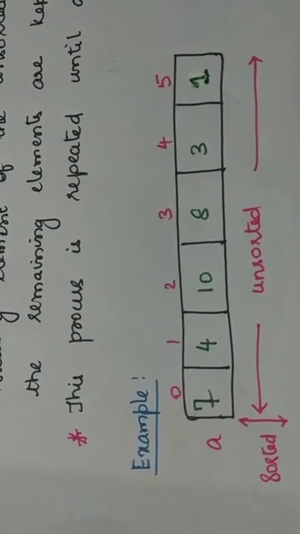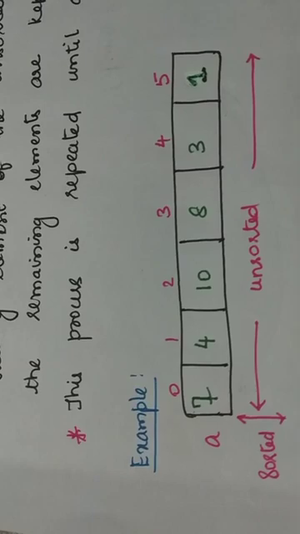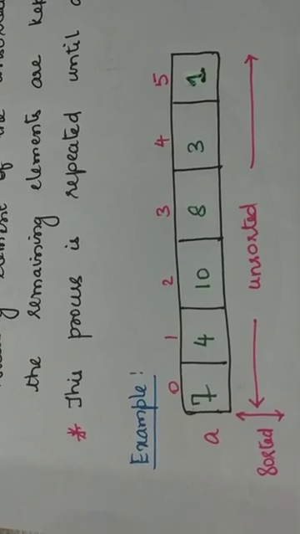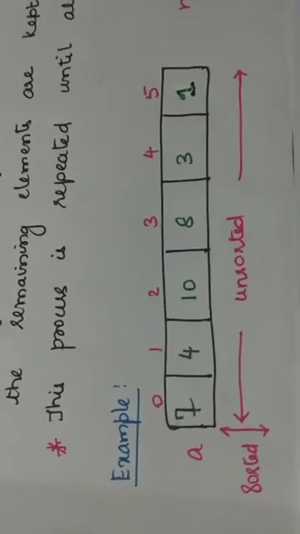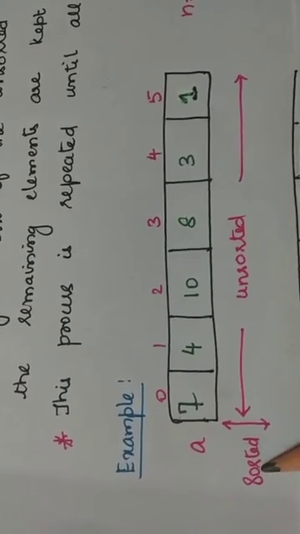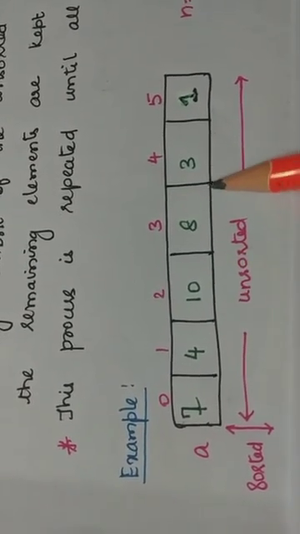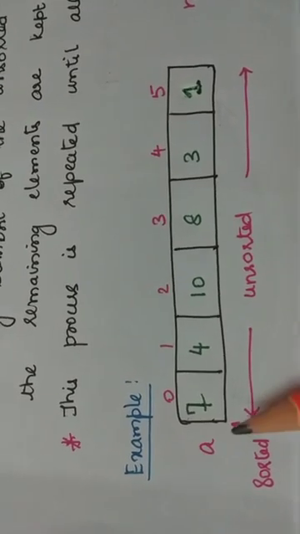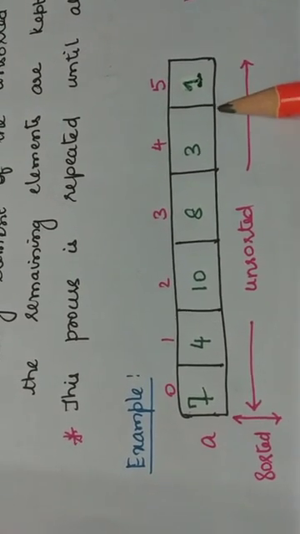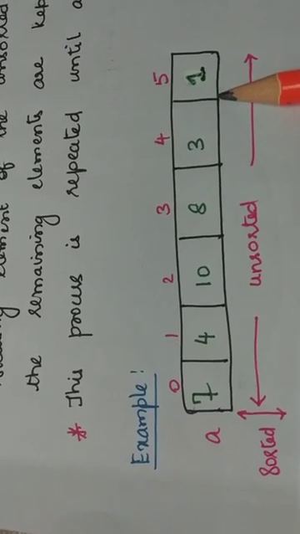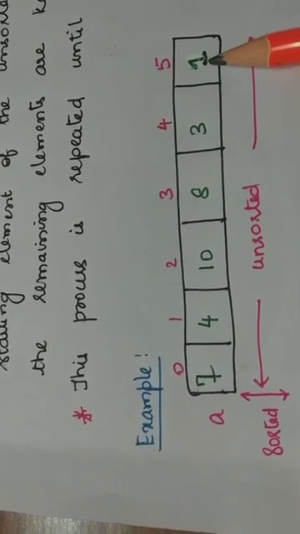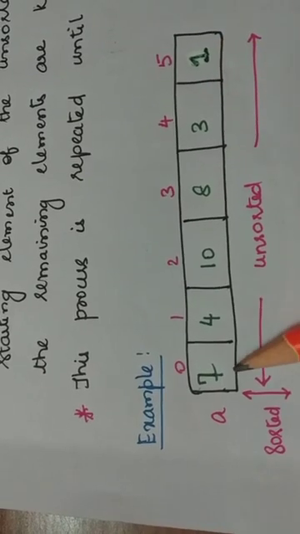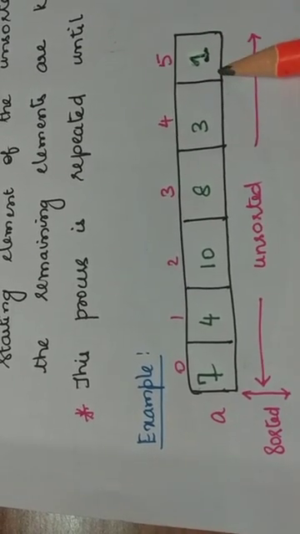Let's take an example, an array A which has 6 elements. The elements are 7, 4, 10, 8, 3 and 1. Initially our sorted list doesn't have any element, and all the elements we will keep in the unsorted subarray. Now we need to find the minimum element, which can be found the general way. So what is the minimum element? The first starting element is 7 and the minimum element is 1.